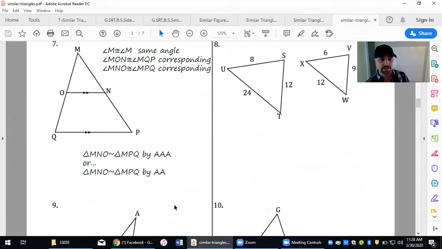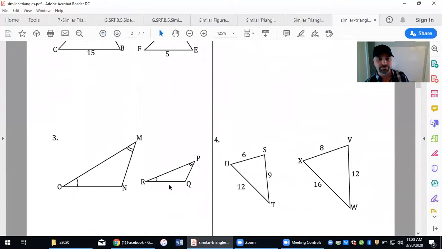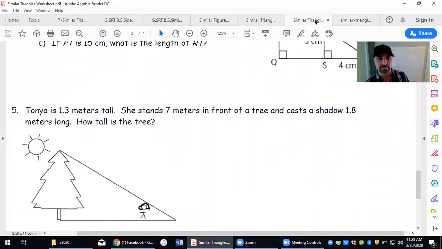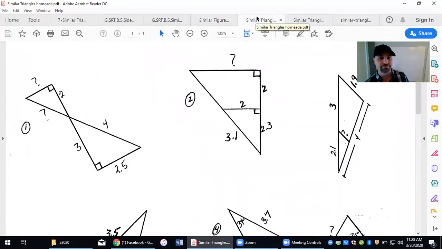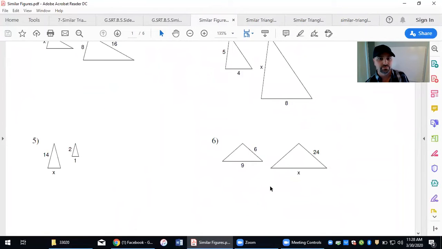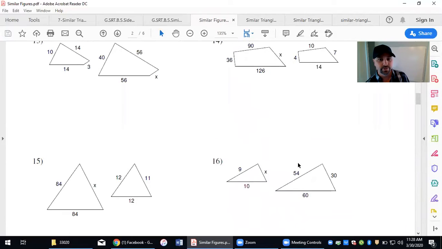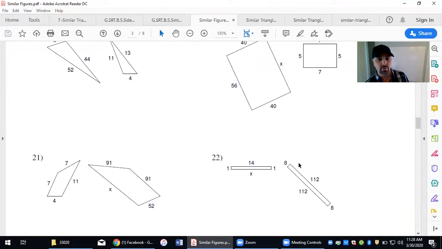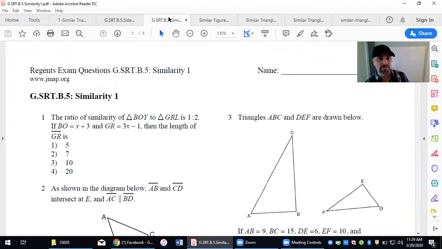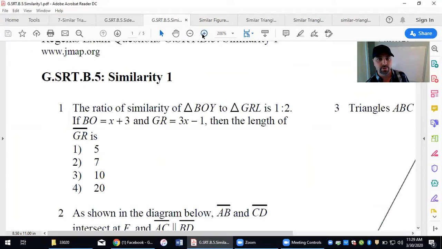Let's see, I don't really see any like that here. This is a pretty good packet. Let's look at some of these other packets I gave you. This one's okay, but they don't give you a way to know which sides are the same. So annoying. All right, look at this one. Number 3.